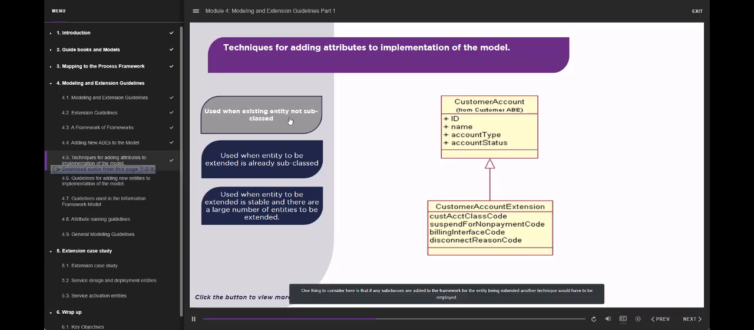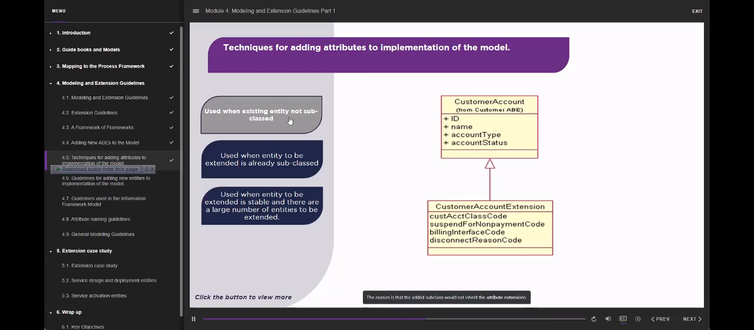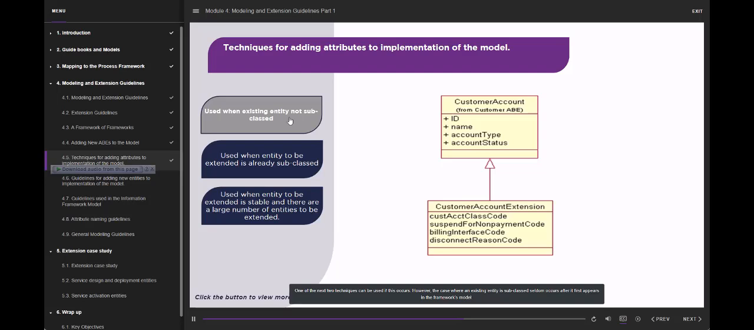One thing to consider here is that if any subclasses are added to the framework for the entity being extended, another technique would have to be employed. The reason is that the added subclass would not inherit the attribute extensions. One of the next 2 techniques can be used if this occurs. However, the case where an existing entity is subclassed seldom occurs after it first appears in the framework's model.